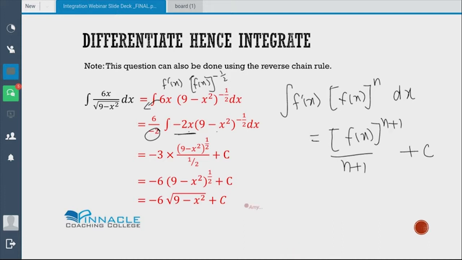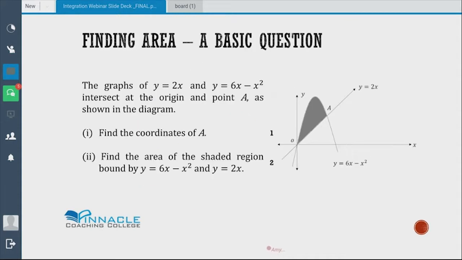The next section will focus more on the application, so areas and volumes. We'll start with a baby one in the next slide. Let's have a look. All right, so in this question, we've got two graphs. We've got a parabola and we've got a straight line, y equals 2x. We know that it intersects at 0 and a. Let's actually all find the coordinates of a first. So simultaneous equations, I'll give you a minute to find out the coordinates of a. Once you've done that, you can actually go on and do the integration as well.